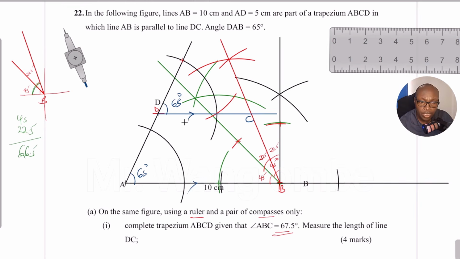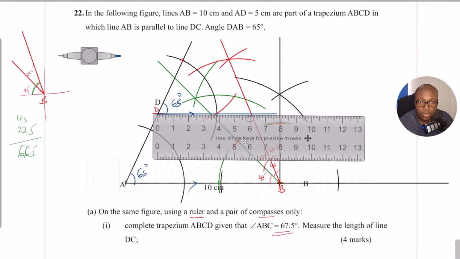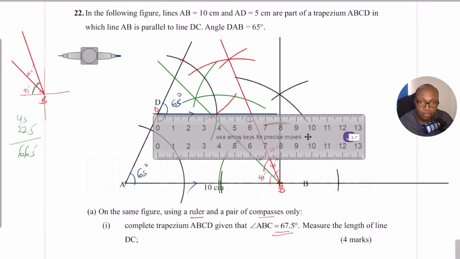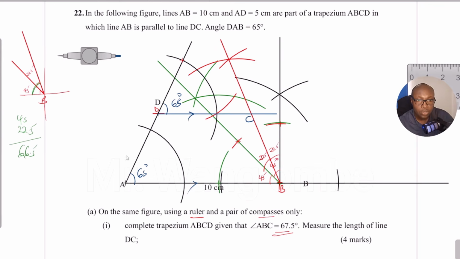Measure the length of line DC. So let us measure the length of line DC. For that I can use a ruler. Let me use a ruler to do that. So DC, I can see from my end, I may not be very accurate, I'm trying. Mine is approximately 6 centimeters. It is here. I can see this is 6 centimeters. That is what you're supposed to get. So 6 centimeters is the length.